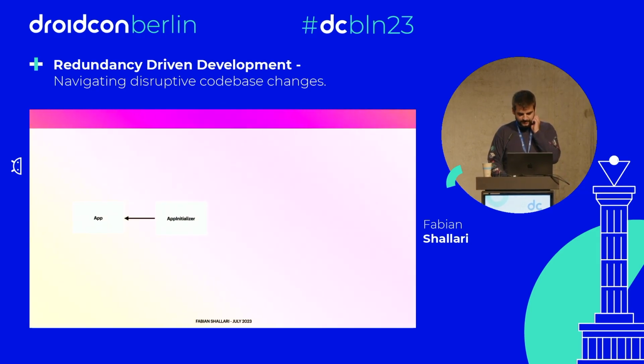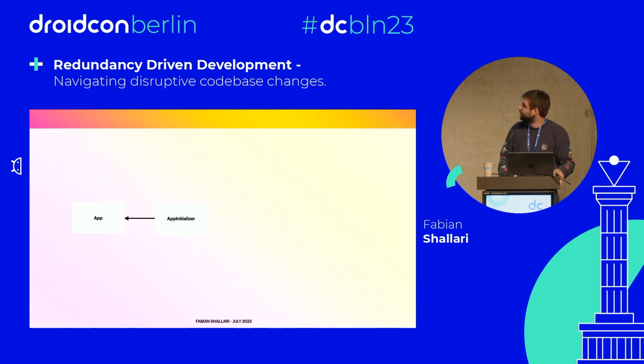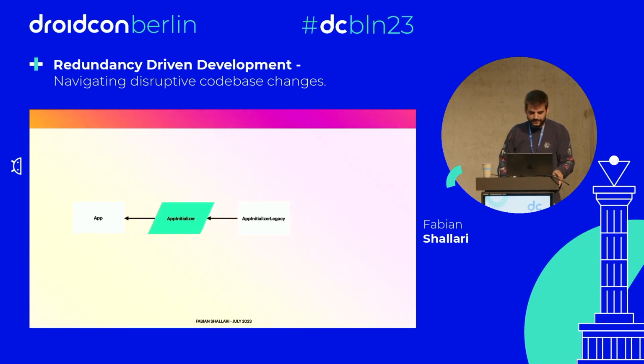If we take a step back and visualize it in a diagram, here we start with what we had in the beginning. And the first thing that we do is extract an interface from the app initializer, and then we rename the existing implementation into legacy. This way we are also signaling to our colleagues that this is something which will soon be removed.